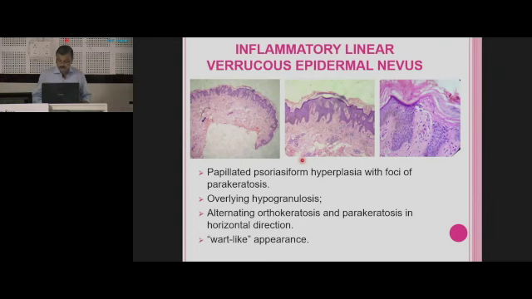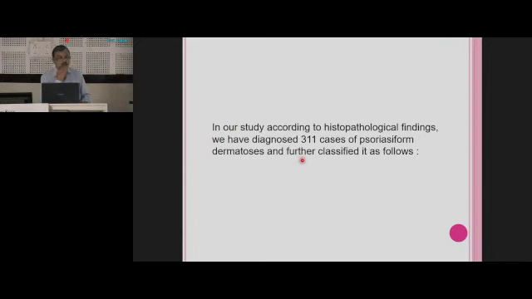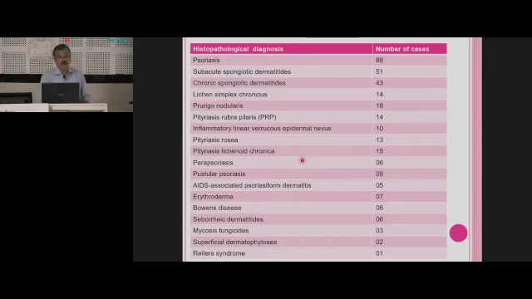So for all these conditions, there is one study carried out in our department where we had 400 cases of psoriasiform dermatosis, and out of these, 89 cases were discarded because of inadequate biopsy, leaving 311 cases. Mainly psoriasis is the most common condition, followed by the subacute and the chronic spongiotic dermatitis, and then the other conditions have less importance.